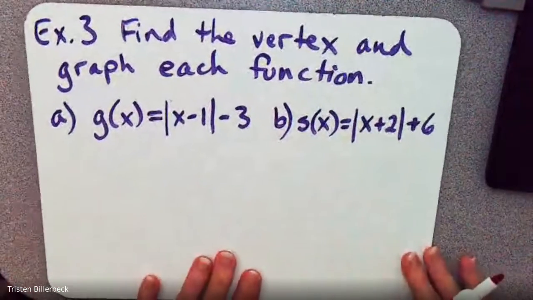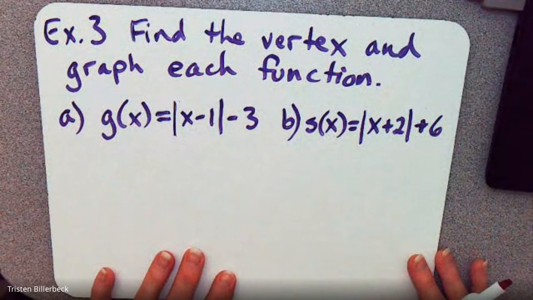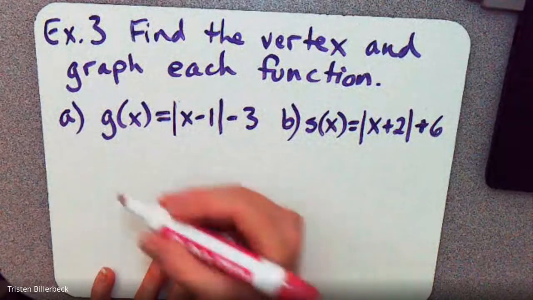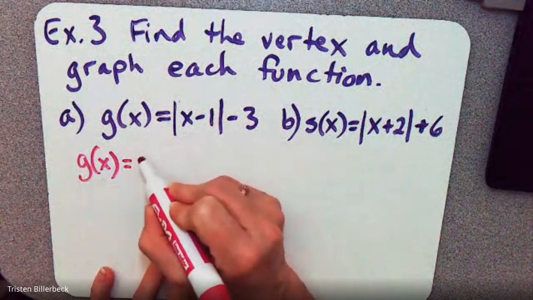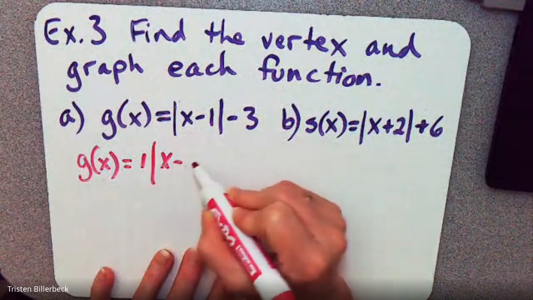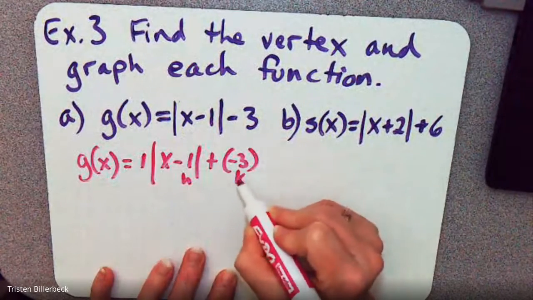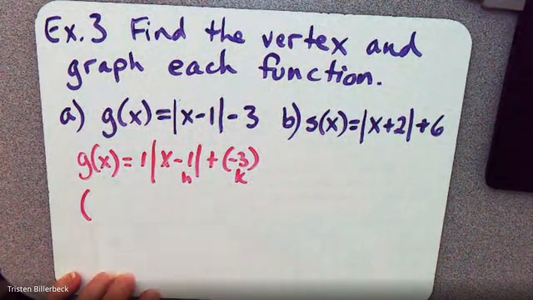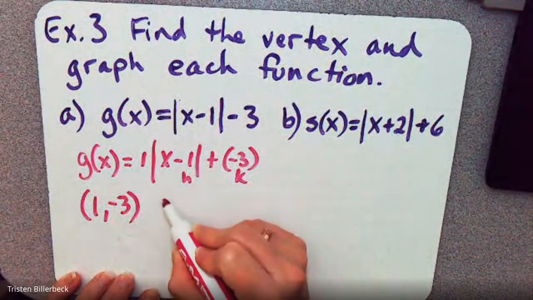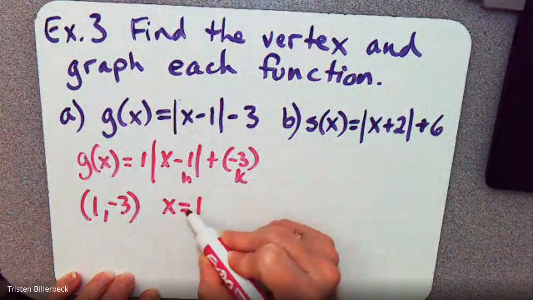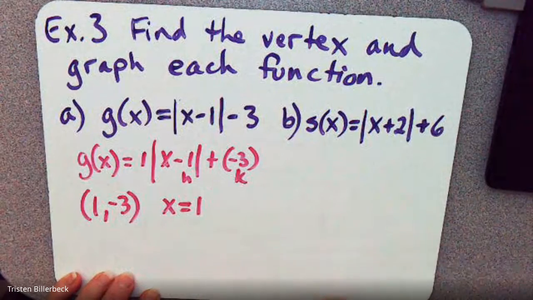So this one does want you to graph. So find the vertex of the graph, and graph each function. So when we look at this again, like we did the other functions, we have 1 times x minus 1 plus a negative 3. So we have h here, k here. So our vertex will be at 1, negative 3, and our axis of symmetry will be x equals 1. So we see we're shifted over 1 to the right.